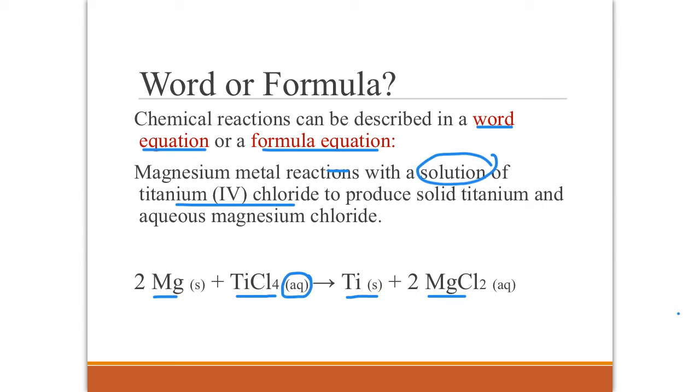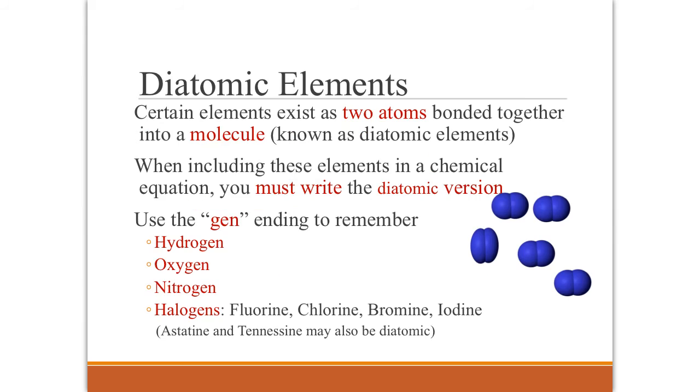So we have to have 2 of those to balance the equation. And we're going to get to balancing equations in the next video. And then, of course, this is in solution, so it's aqueous. We have the AQ symbol after there. So you will be asked to turn word equations into formula equations throughout the rest of the course, and it's just interpreting what it says in the word equation and then putting it into that chemical formula.